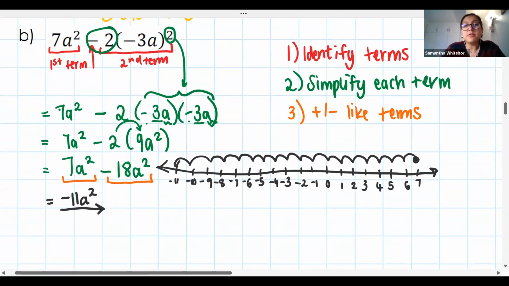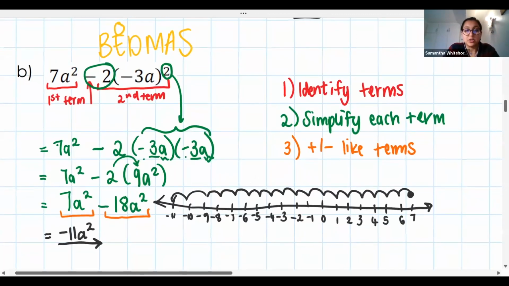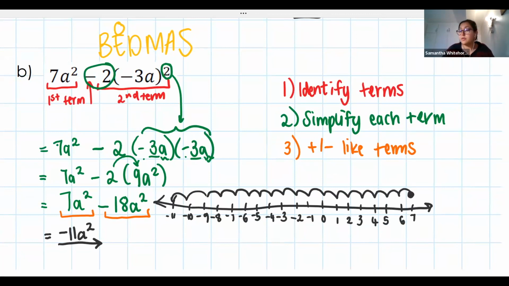So I have managed to simplify this term because of the like terms that we had, all the way down to negative 11a squared. Again, if you're not comfortable with adding and subtracting integers, use your calculator or use a number line. Either one will get you where you need to be. In this case, we dealt with the exponent first because that's what BODMAS or BEDMAS tells us to do. And then we followed our steps exactly as we always do. We follow our 3 steps and we are able to simplify. Right, so screenshots. And if anyone has any questions, please raise your hand and I will help you.